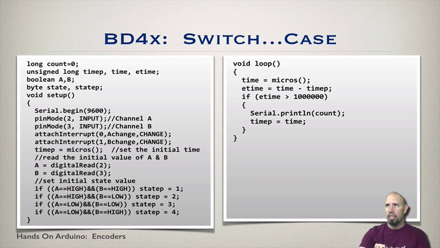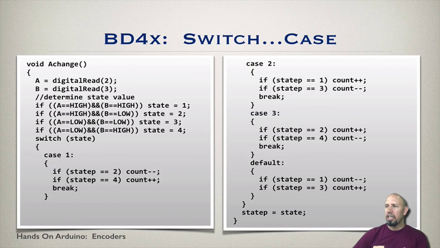So notice bidirectional 4x decoding. That's what that BD4x is all about. Now here's the routine that we get. Remember I said we're going to use switch and case. So here's what we do in the interrupt service routine. When the interrupt service routine is called, we first read A and B, and from that determine the present value of the state. Based on that present value of the state, I'm going to do my switching. So switch based on the state.